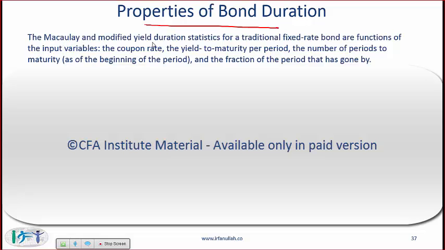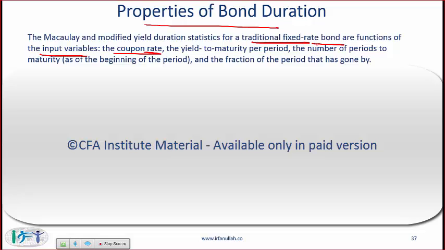The Macaulay and modified yield duration statistics for a traditional fixed rate bond are functions of the input variables. I'll emphasize what I think is more important here. So how does duration depend on coupon rate? In other words, how does interest rate sensitivity depend on coupon rate? Now, something we've talked about before, if the coupon rate is low, then the interest rate sensitivity or the duration is going to be high.